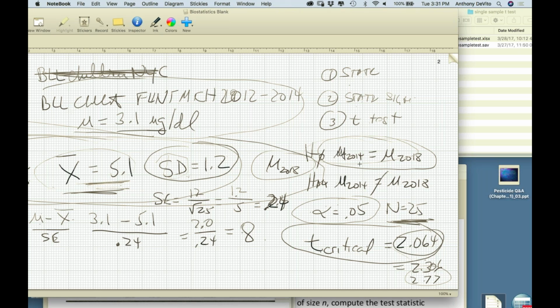What can I say about my null hypothesis? What can I do with my null hypothesis? I can reject my null hypothesis and accept my alternative hypothesis.